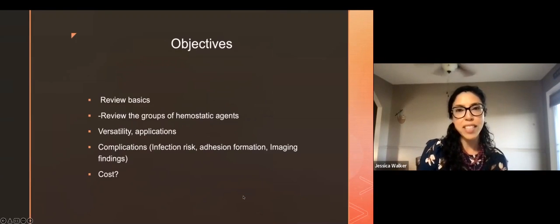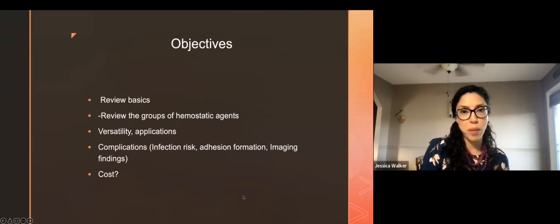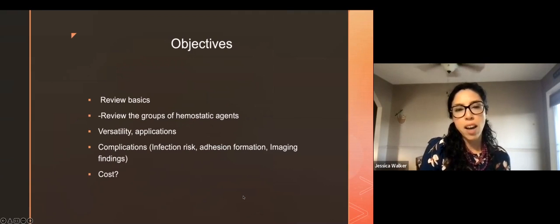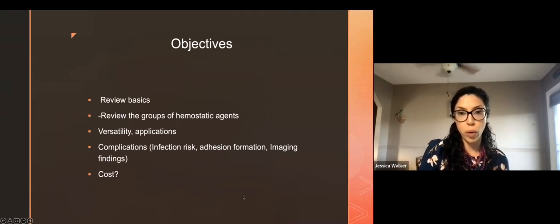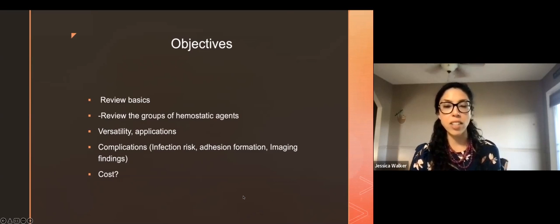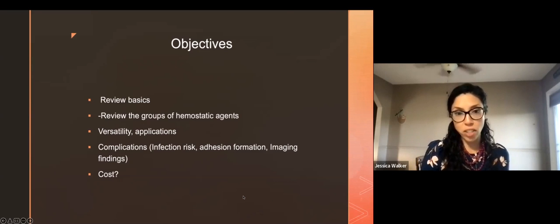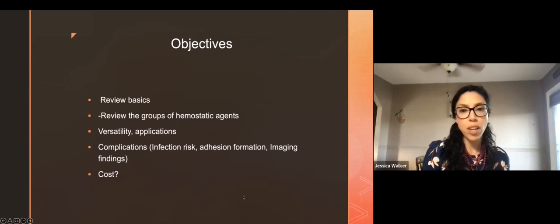So the objectives for this presentation: we're going to review some basics. Certainly, we're going to review the most common hemostatic agents and the different groups. We will talk about some of the versatilities and applications where we can use these agents, and certainly some of the complications that we can also encounter, such as risk of infection, adhesion formations, and some confusing findings on imaging. And the cost. Some of these agents are quite expensive, as you can imagine.